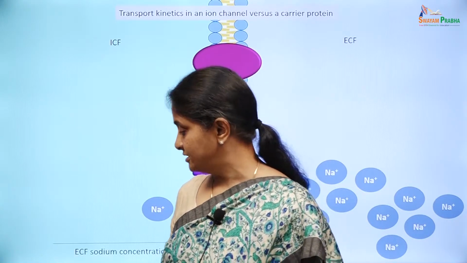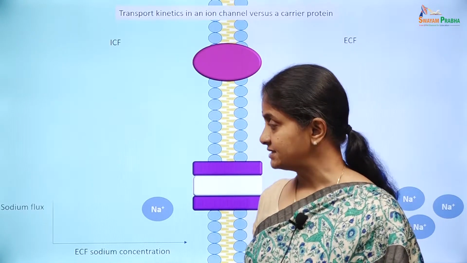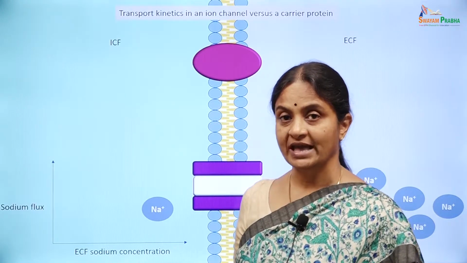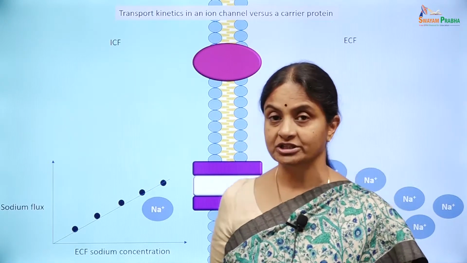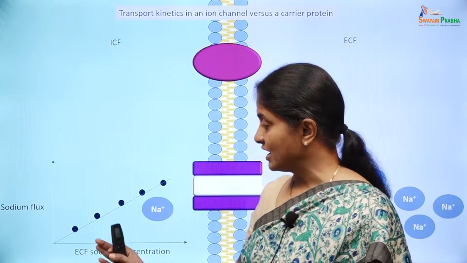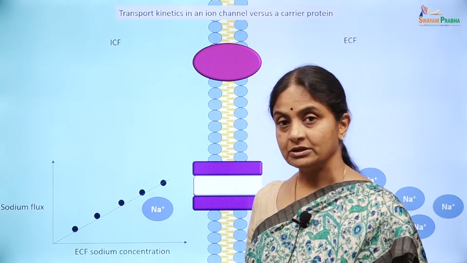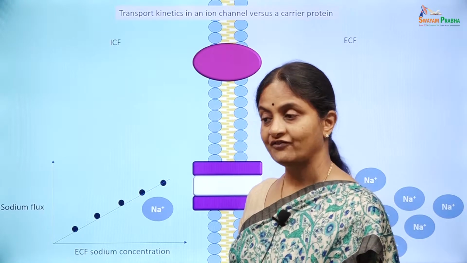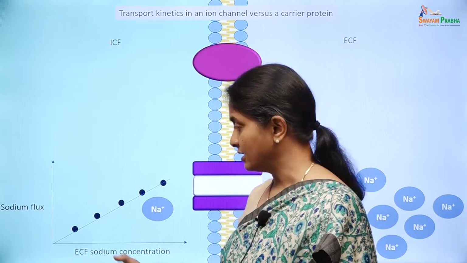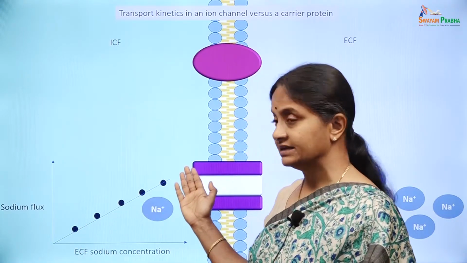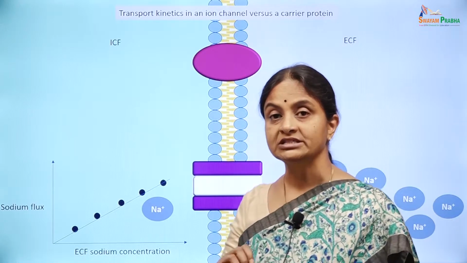If we plotted the ECF sodium concentration on the x-axis and sodium flux on the y-axis, we would see that as we increase sodium concentration on this side, flux will increase linearly. So, this kind of transport where the flux keeps increasing linearly as you increase concentration gradient is called simple diffusion.